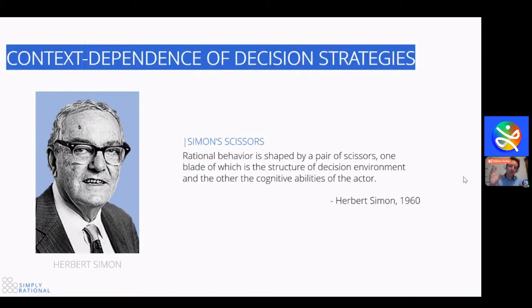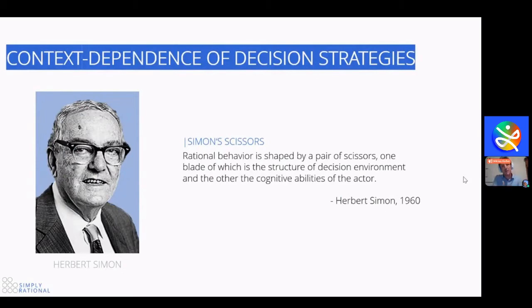But this is not the interpretation that Herbert actually meant when he was referring to bounded rationality. What Herbert Simon was referring to was this idea that the rationality of a decision strategy cannot just be evaluated in the abstract, in a universal form, but needs to be seen in the context in which a decision strategy is applied. So the rationality of a decision strategy is always bounded to the context in which it is applied. And that's the way that he meant bounded rationality.